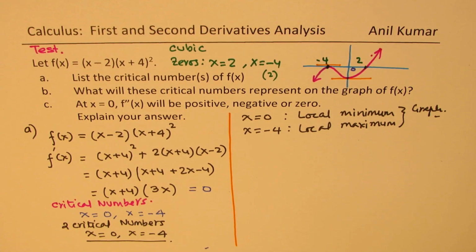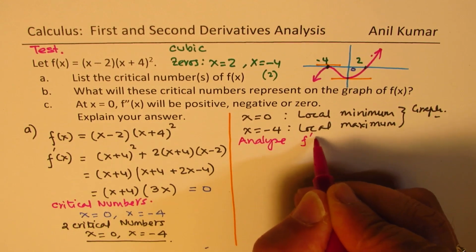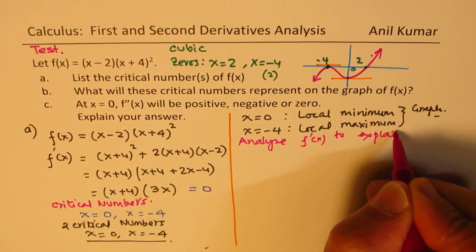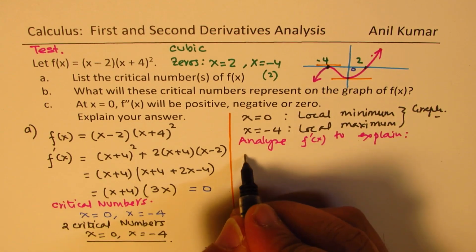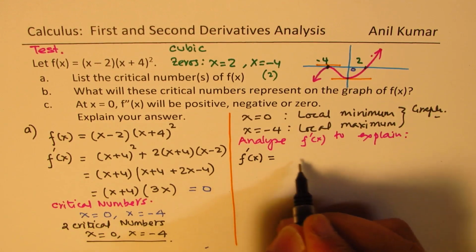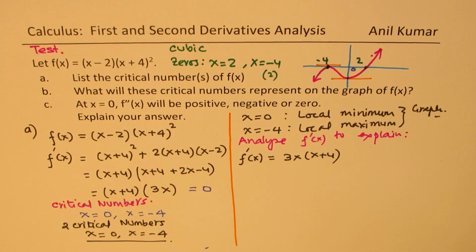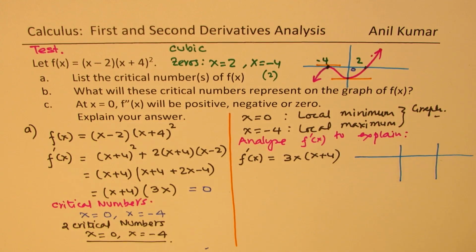So let's do that. We'll actually analyze f dash x to explain. That is kind of important to understand. What we are given here is that the derivative of this particular function is basically 3x times (x plus 4). Now, if I analyze, we have two zeros here, right? One is at x equals minus 4, the other one at 0.